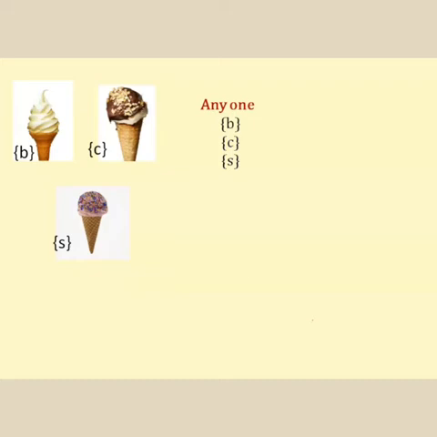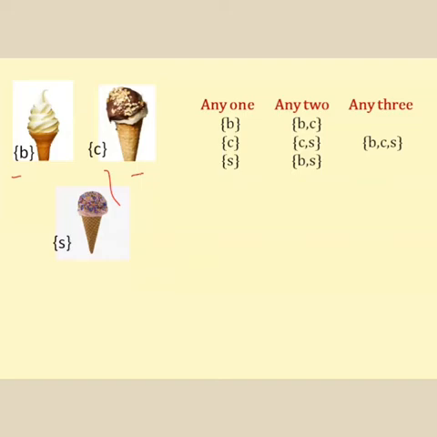So if you are asked to have any 2 at a time, you can select butterscotch and chocolate together, or you can select chocolate and strawberry together, or you can select butterscotch and strawberry together. So if you are asked to have any 2, you have 3 ways to select. If you are asked to select any 3 at a time, only one option, you can have all the 3 together. So you have butterscotch, chocolate and strawberry together.